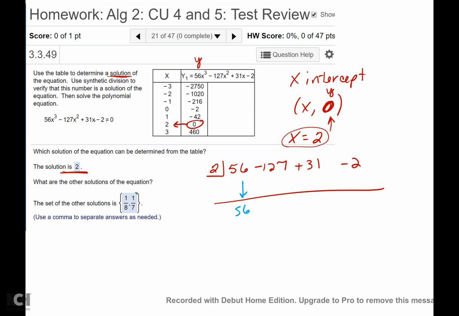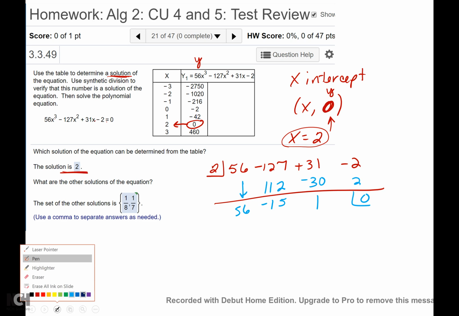Times 2 is 112. Subtract, that's 5, that's 1. 2 times 15 is 30. Oh, that's negative. Yeah, so that'd be negative 30, which comes out positive 1, which comes back 2, which gives me a remainder of 0, which makes this depressed down to a second degree.